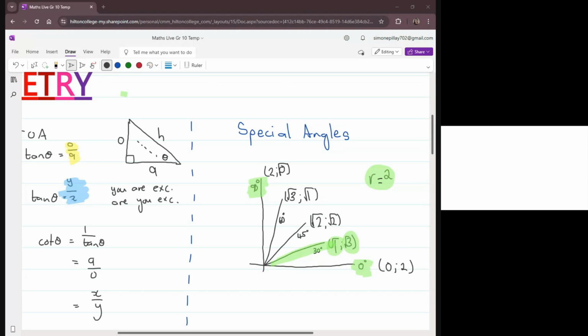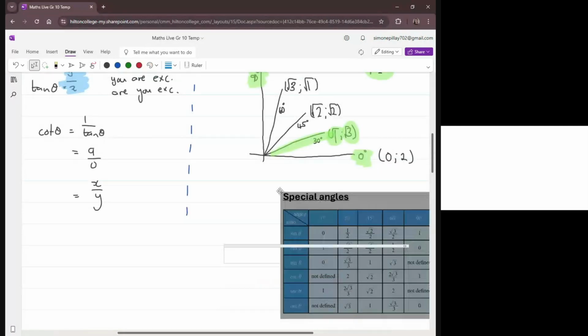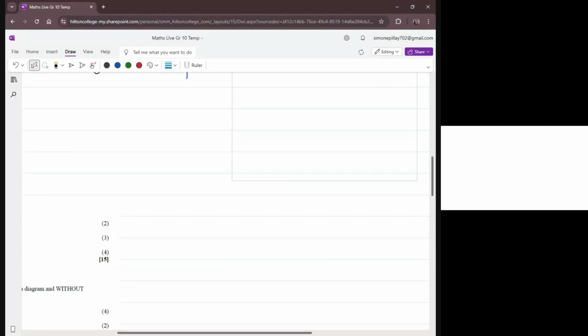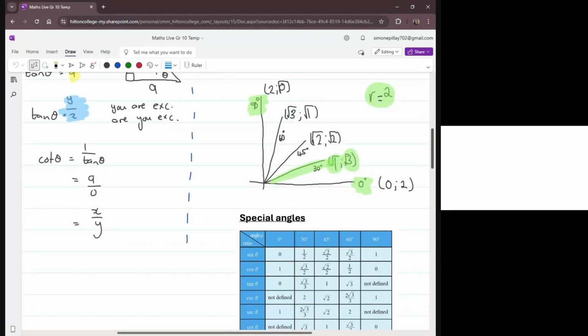Let's see. Special angles. Let me copy and paste this. Okay, so we are going to copy. And then I don't know if I'm actually going to be able to paste this. There we go. Does this maybe look a little bit more familiar to you guys? The special angle table sort of thing? Is this what you guys have? Is this what you guys have learned?